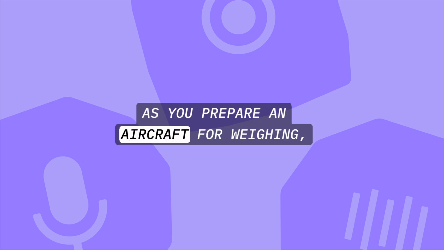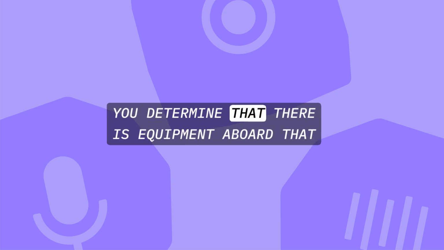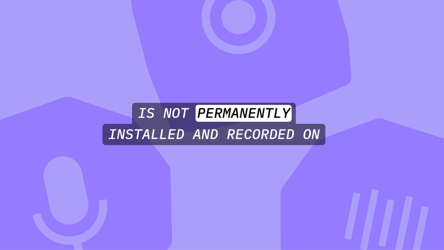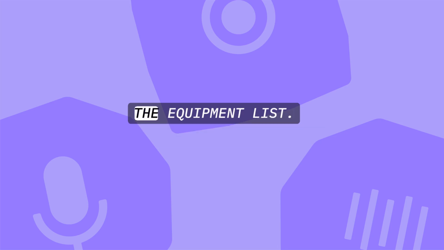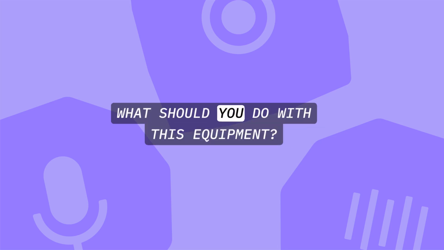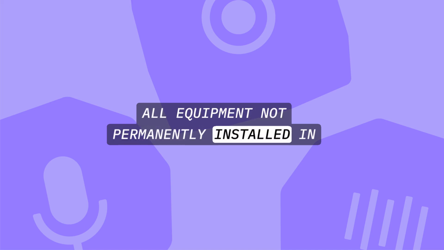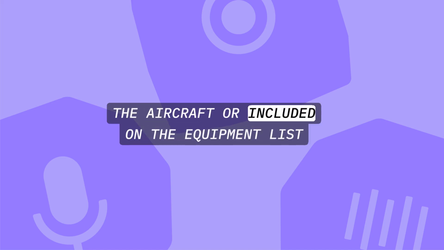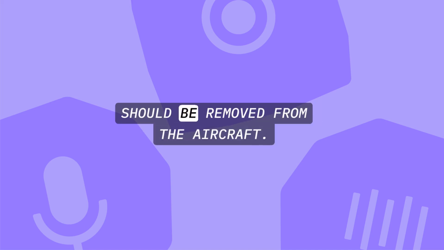As you prepare an aircraft for weighing, you determine that there is equipment aboard that is not permanently installed and recorded on the equipment list. What should you do with this equipment? All equipment not permanently installed in the aircraft or included on the equipment list should be removed from the aircraft.